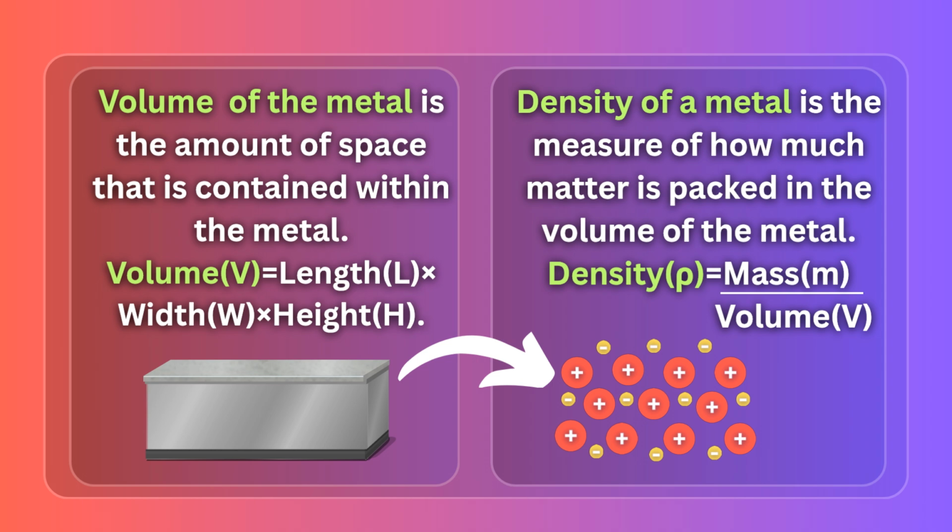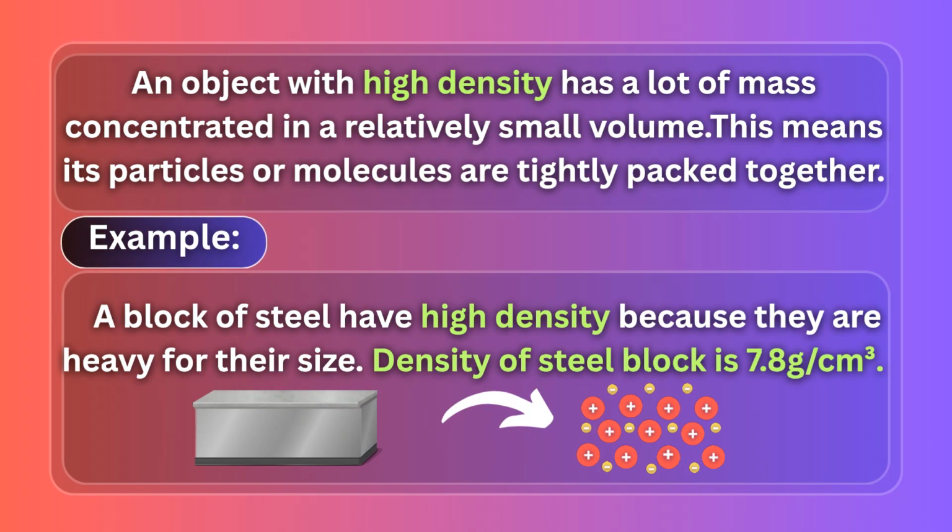Density of a metal is the measure of how much matter is packed in the volume of the metal. The formula for density is mass divided by volume. An object with high density has a lot of mass concentrated in a relatively small volume. This means its particles or molecules are tightly packed together. For example, a block of steel has high density because it is heavy for its size.